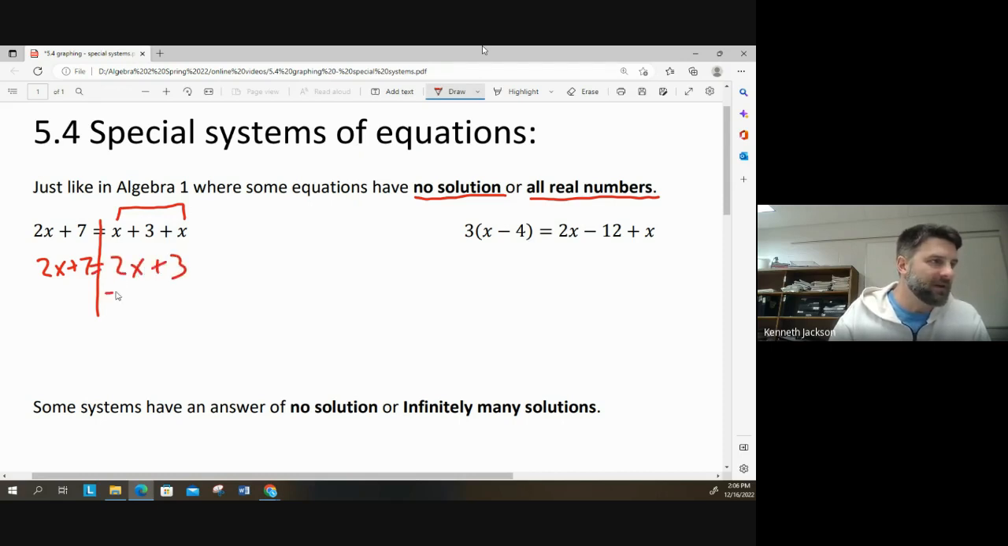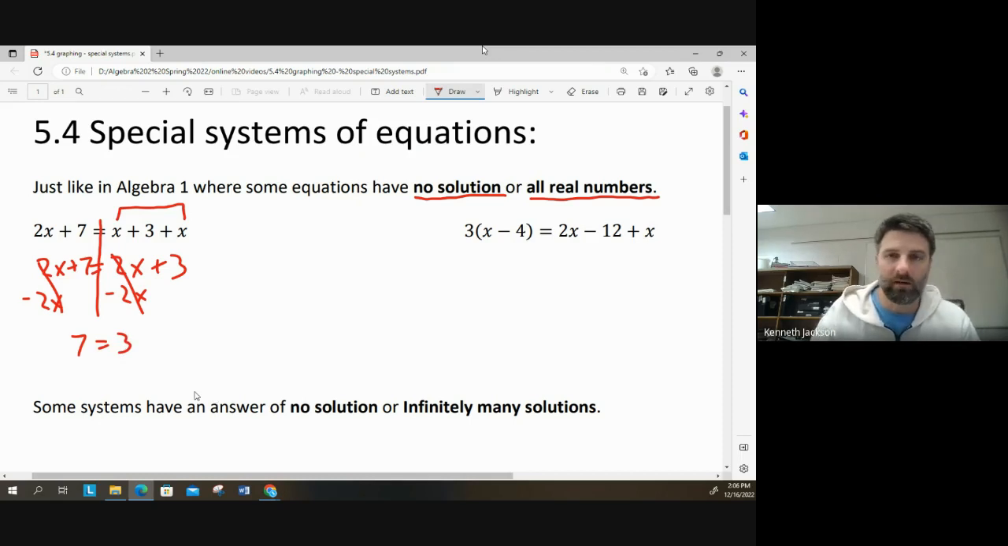After we combine like terms, I can subtract 2x from both sides. Those make the x's go away. We're left with 7 equals 3 with no variable. Well, this is not true. Of course, 7 does not equal 3. So what we would say is there is no solution. No solution meaning there is no number that makes the equation true. There's no value of x that will make both sides of the equation the same number.